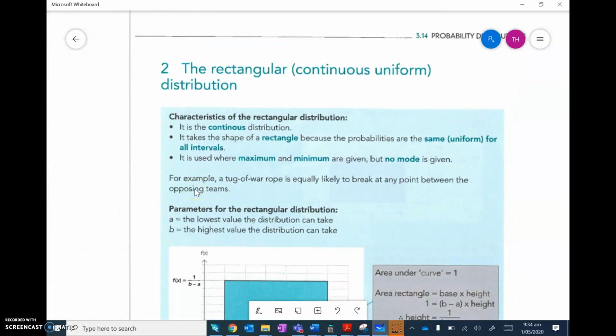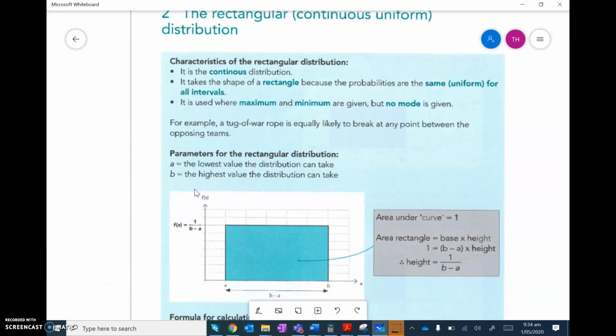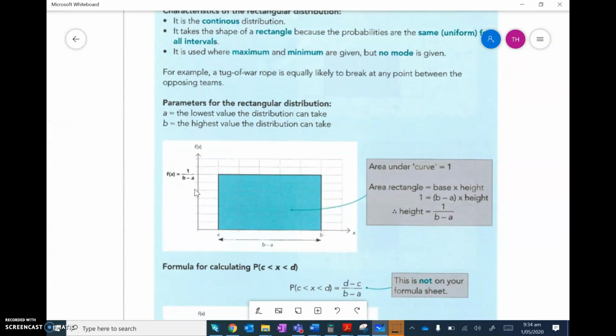Okay, today we're going to look at another continuous distribution. So like the normal distribution, it is continuous, but this time it's uniform. There's no peak. Everything in it has exactly the same chance of happening. So it looks like a flat tabletop. It's called a rectangular distribution.